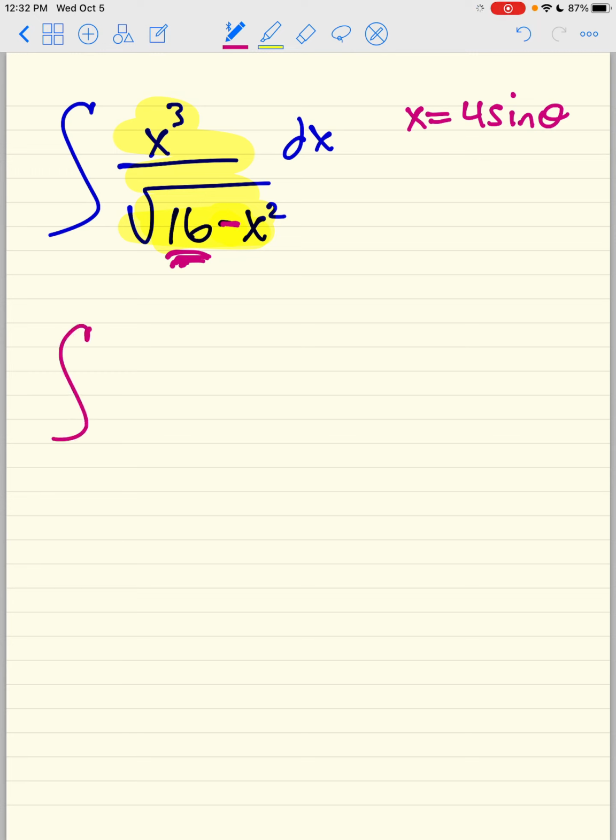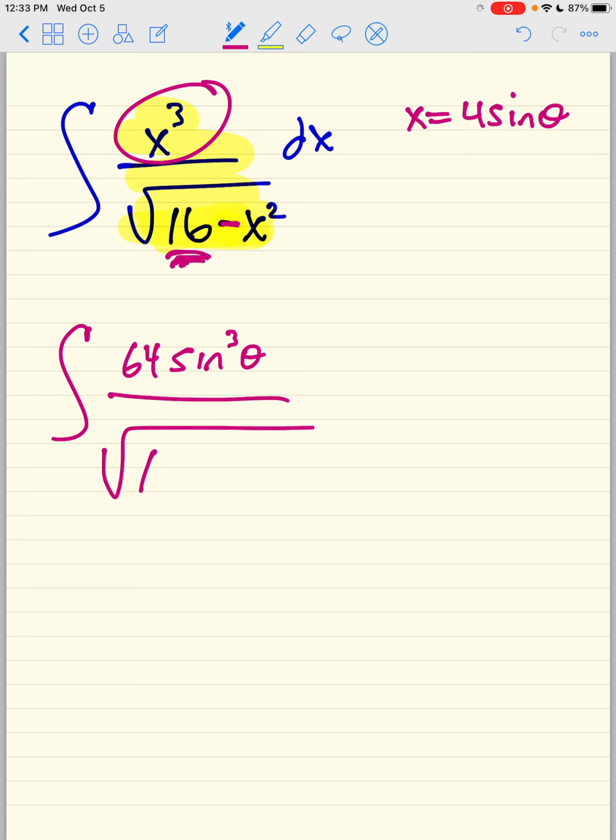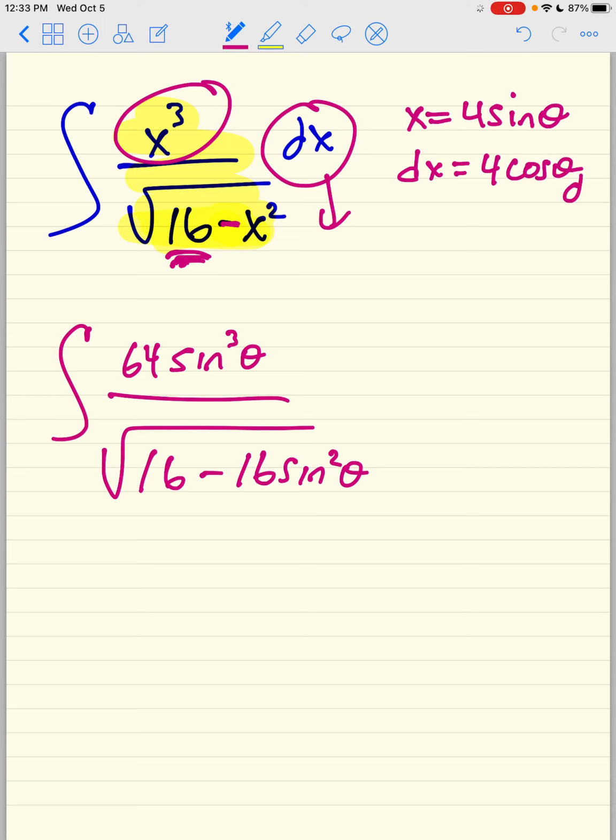So what's going to happen here is x to the third now becomes 4 to the third, which is 64 sine to the third power. In the denominator, you get 16 minus 16 sine squared theta. Dx, you have to change to thetas. So dx is equal to 4 cosine theta d theta. So that's here. So I hope that all makes sense. So once again, I just changed x to the third to be 64 sine to the third. I changed this to be 16 and so on.